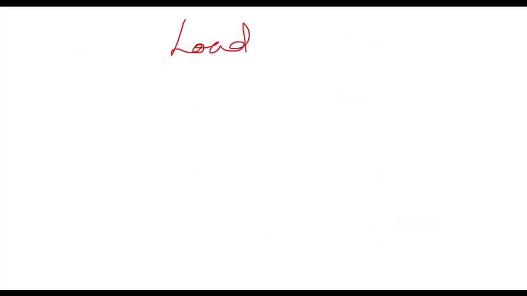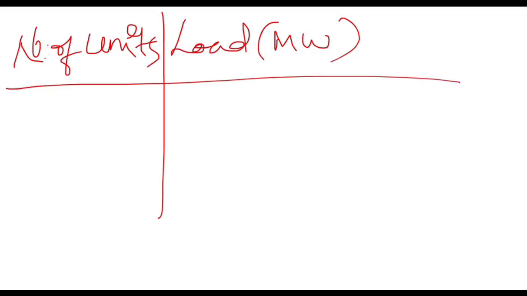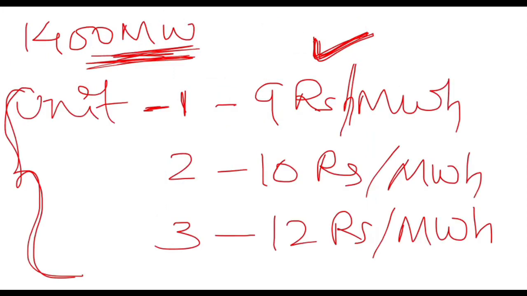write it in table form. Load in megawatt, number of units to be committed. So let us say the load now is 1400 megawatt. How many units need to be committed in order to meet this 1400 megawatt? We know generator 1 generates a maximum power of up to 450 megawatt.